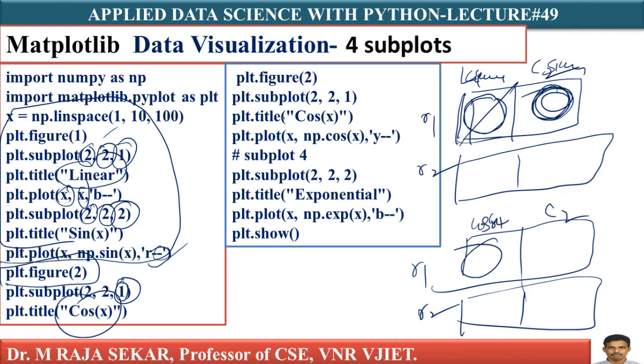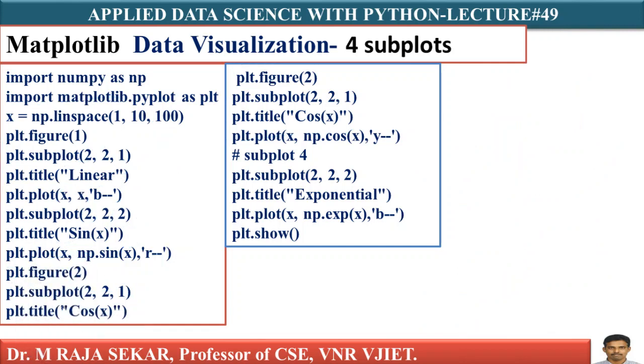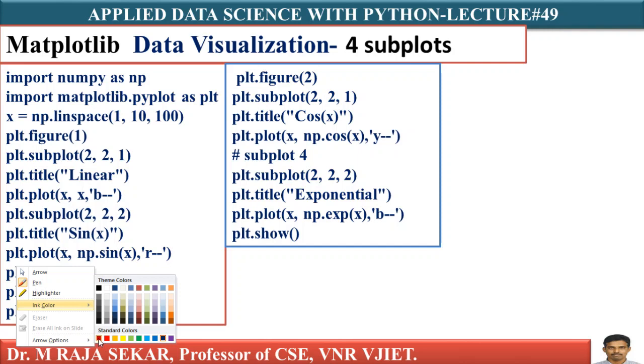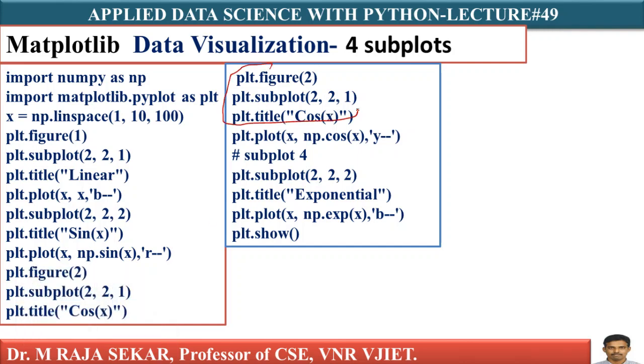plt.figure 2, isn't it? plt.subplot, that second figure only, second row, second column. This is the first figure. What are we keeping? plt.title cos x, isn't it? Here is the same thing. Actually I copied twice. This code is repeated. By mistake I copied. Just see plt.figure 2 to plt.subplot. This is the same code. I need not write it again. Otherwise, let me mark this particular code in red. You need not bother about it, because this code is already available here, isn't it?